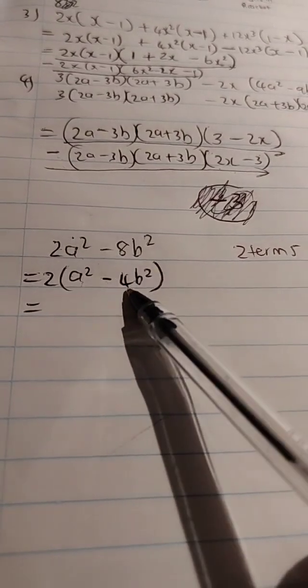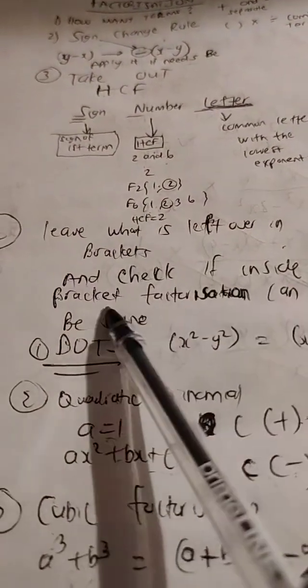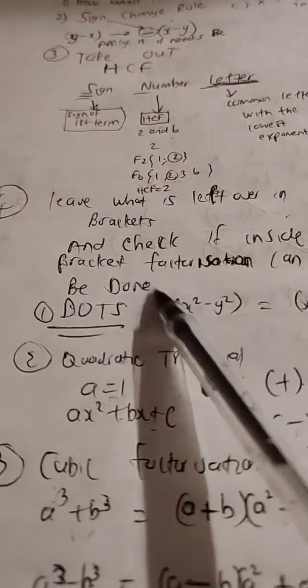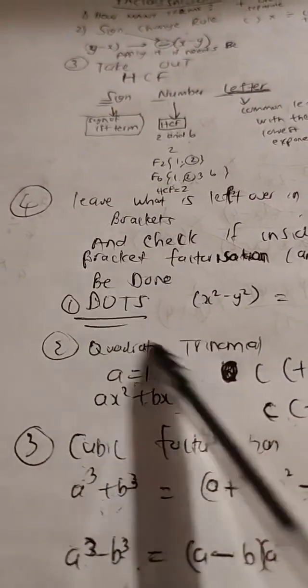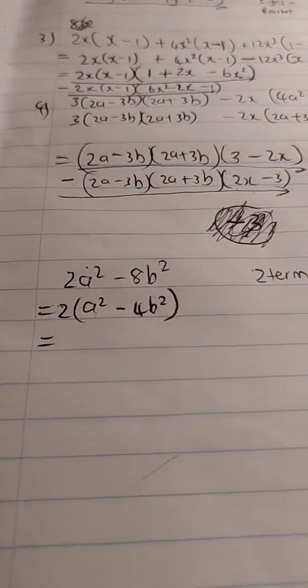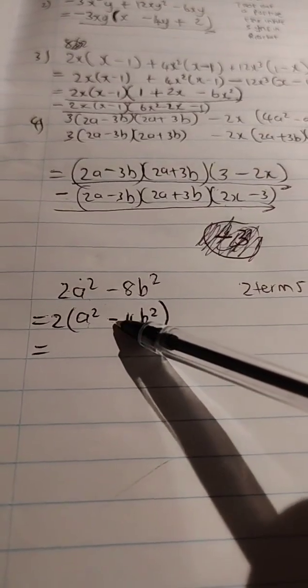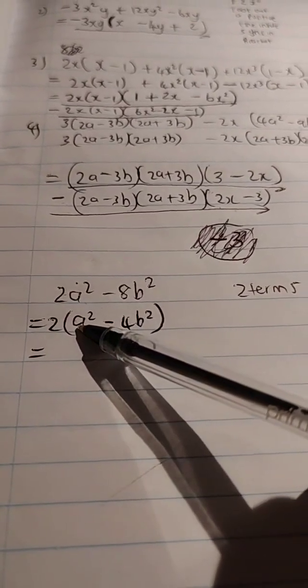Look inside the brackets. Check if inside the brackets any other type of factorization can be done. So we have difference of 2 squares, quadratic trinomial, cubic factorization, grouping, advanced trinomial. If you look at the expression inside the bracket, what type of factorization do we have here? Difference, A squared is a perfect square.